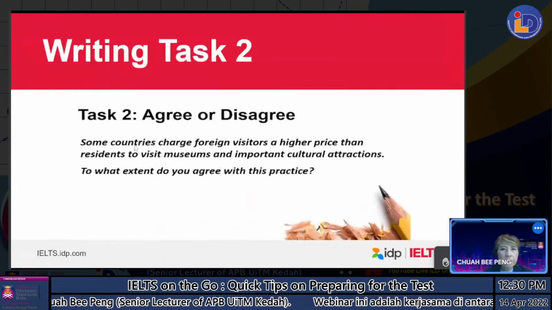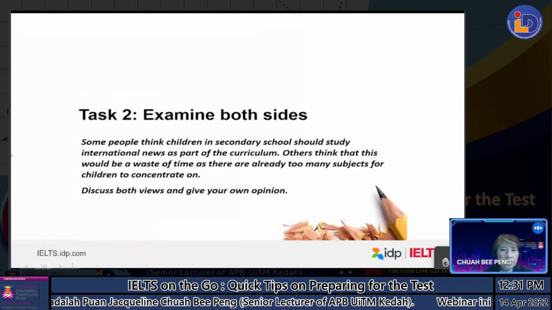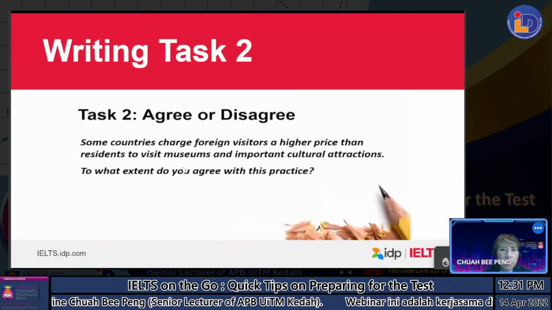Okay, here. Some countries charge foreign visitors a higher price than residents to visit museums and important cultural attractions. To what extent do you agree with this practice? This is the same as what we talked about just now. When you see "extent", that means you have to look at the 70-30 or 60-40 already. And you have to make sure that you cover both agree and disagree in your essay.